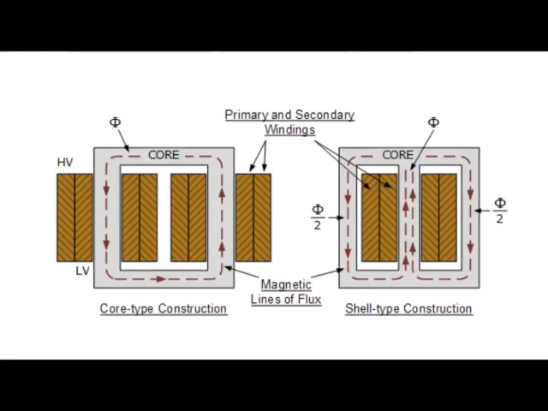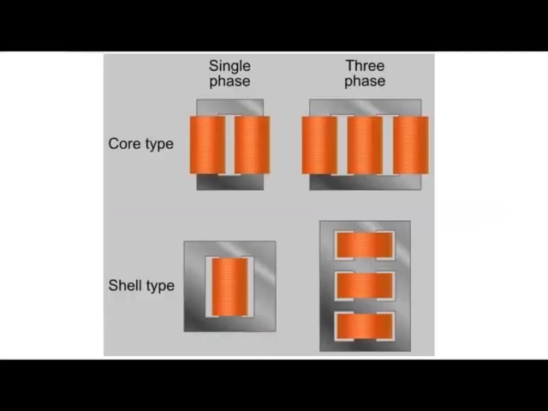Now, as per the figure, you can see what is the difference between the core and shell type. In core type, on both the limbs, you have the windings being placed. So the core is inside the winding, the coils can be seen from outside, and the core is inside those windings. While in the shell type of transformer, the winding is inside the core. It is surrounded by the core. So from outside, you can see the core and not the winding properly. And that's the reason it's known as the shell type of construction.